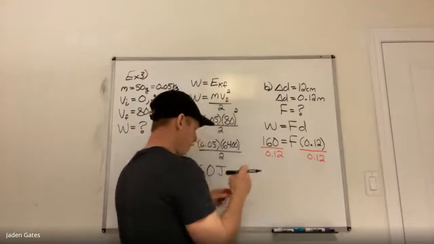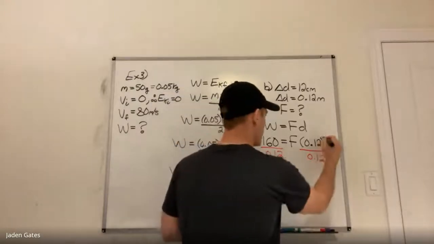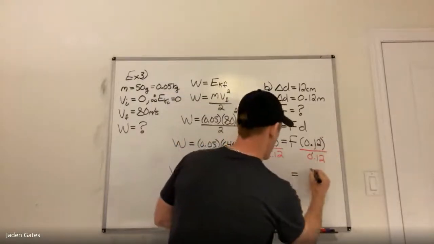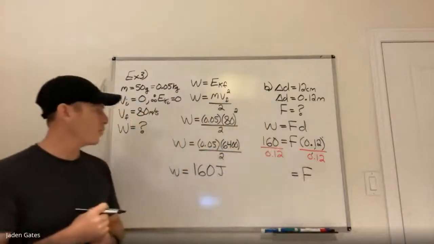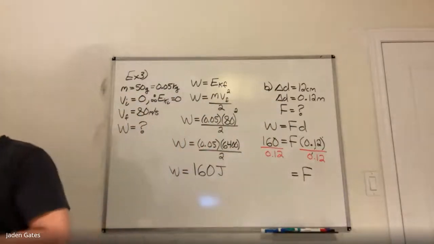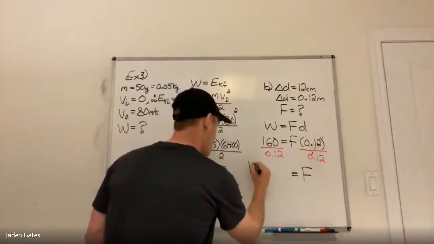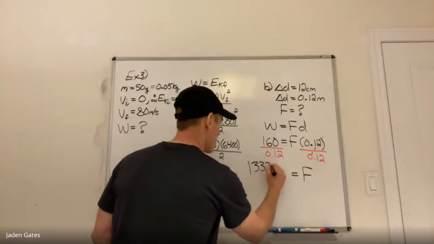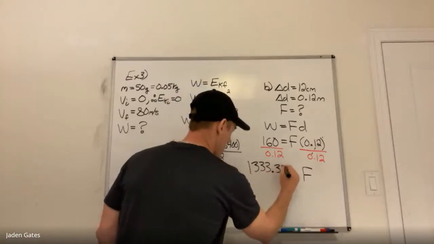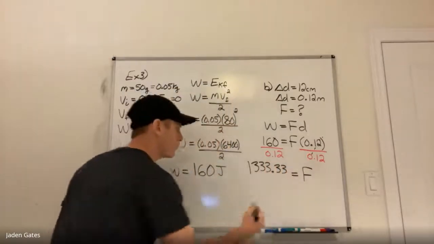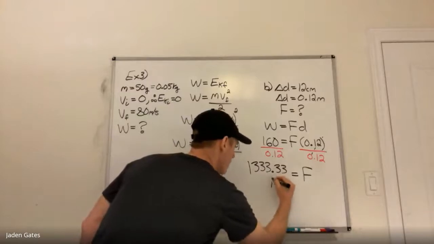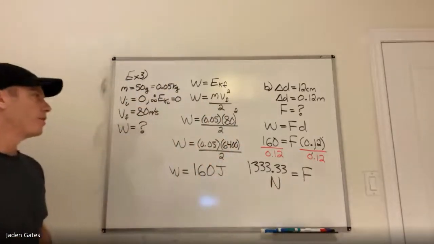Again, we're intertwining the formulas that we had earlier. Those divide each other out. And the force, 160 divided by 0.12 is, to two decimal places, 1,333.33. And again, we're in standard units here, newtons. So there we go.